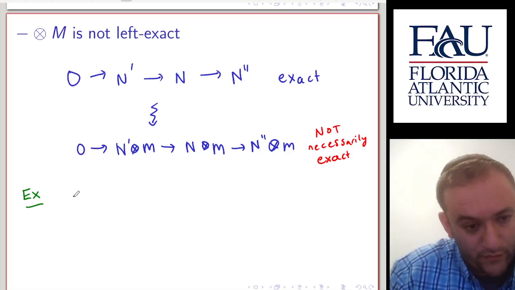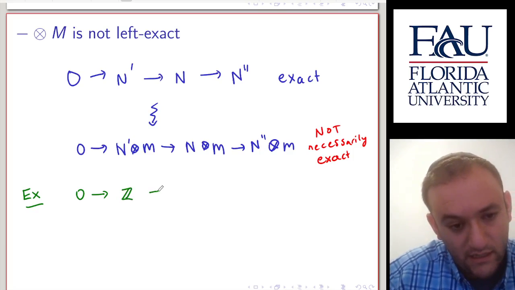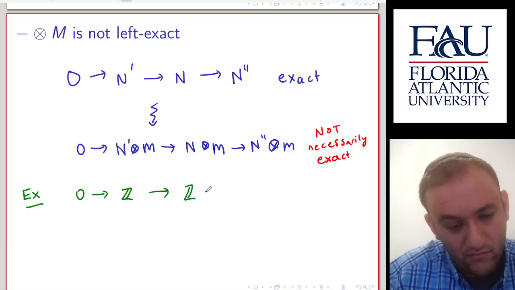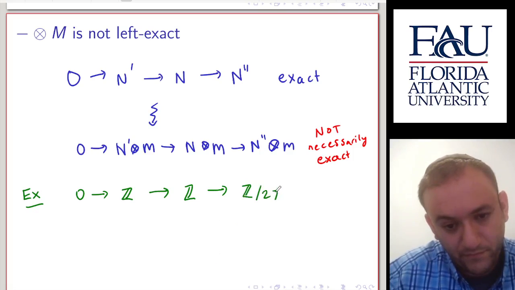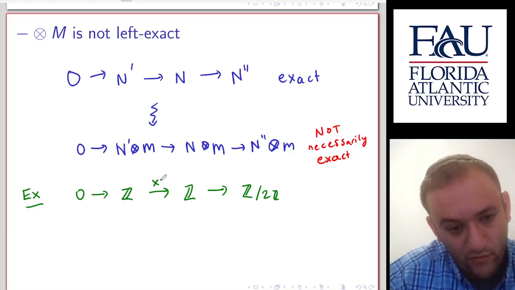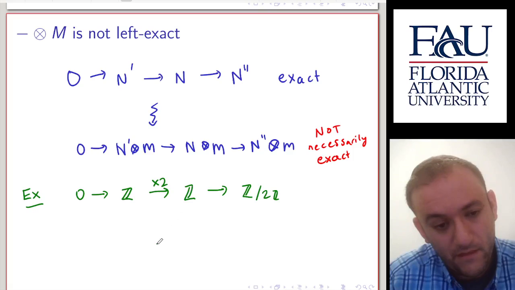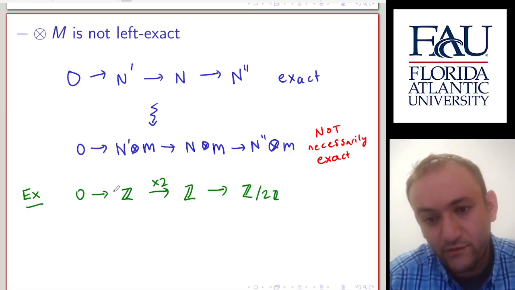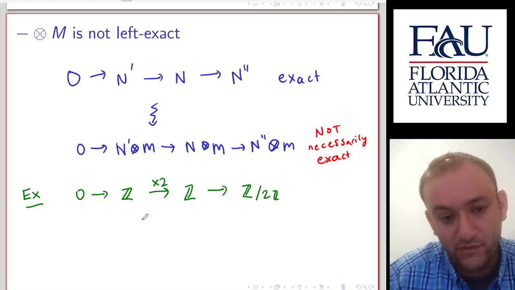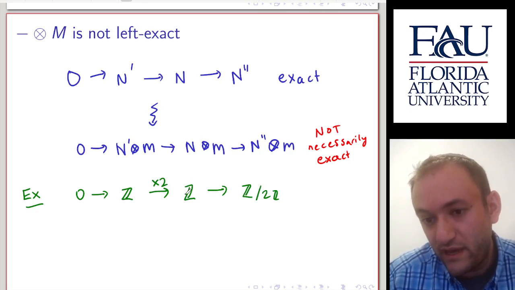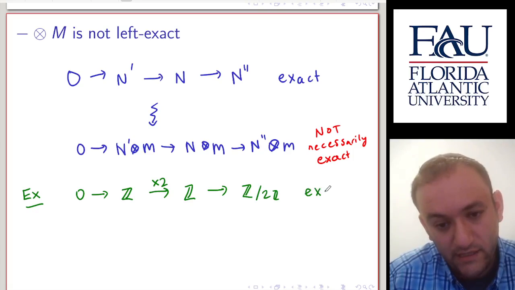Okay, and a useful example here is the following. So if we have 0 maps to Z, maps to Z, maps to Z mod 2Z. Okay, so where we apply the multiplication by 2 map. So clearly this is exact, right? You have this injective map multiplication by 2. The only element mapping to 0 is 0. And then when you quotient by the image of that, you get Z mod 2Z. Okay, so this is an exact sequence.